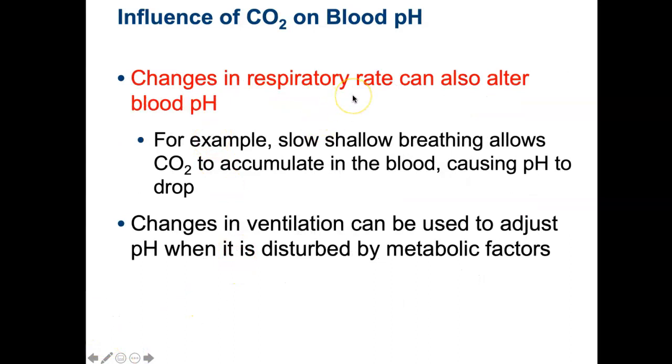Changes in the respiratory rate can also alter blood pH. So something that we're going to come back and talk about when we do acid-base balances is that if you have too much CO2 building up, it actually causes your blood to be acidic. So if you're not exhaling forcefully enough to get rid of all of your CO2, the CO2 is going to build up in your bloodstream and it's going to cause your blood to be acidic. It's going to drop below 7.35.